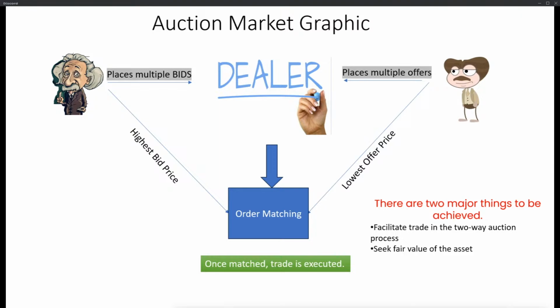The key of the market is to facilitate the trade in a two-way auction process, and we are always seeking the value. Whether value is higher, you're expecting responsive sellers to come in, and those are expected moves. Would you guys say the initiative buying or selling is expected or unexpected?